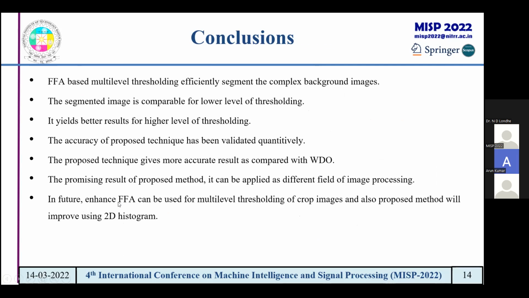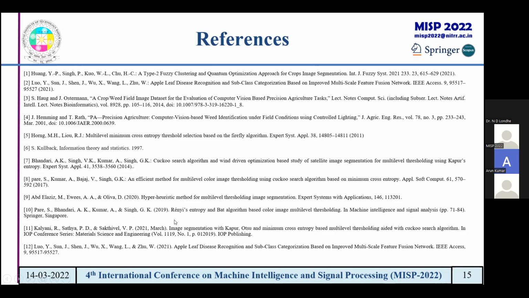Given the promising result of the proposed method, it can be applied in different fields of image processing, and in future an enhanced FFA can be used for multi-level thresholding of crop images. The proposed method will be improved using a 2D histogram method. These are the references.